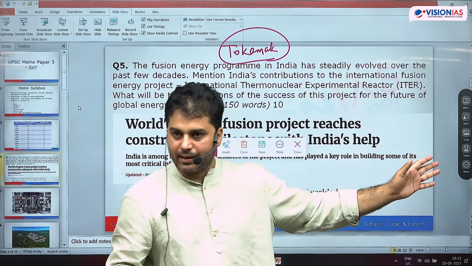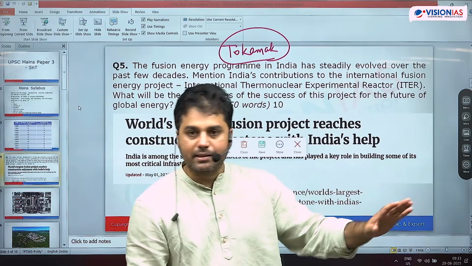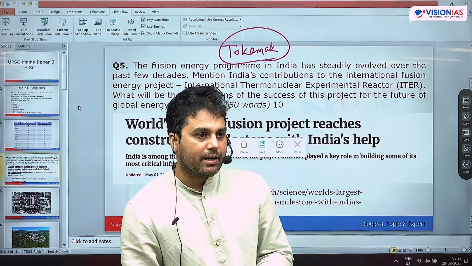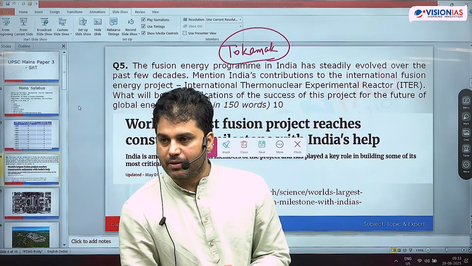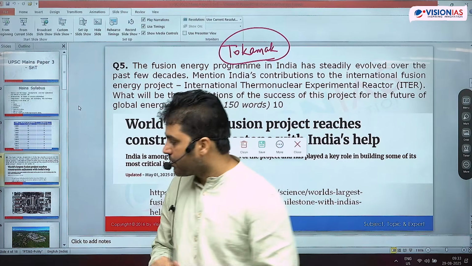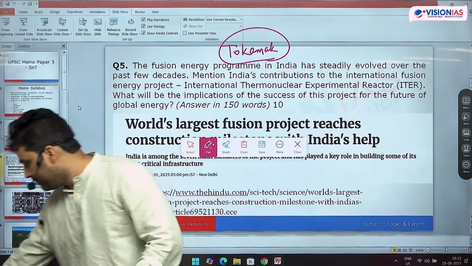Ignore all of that technicality which I just mentioned. ये लिखना नहीं है हमको. हमको क्या लिखना है? That India provided its cryostat, a very large cooling system, one of the largest cooling system which has been built. India provided what is called cryoline. So I mentioned the answer.